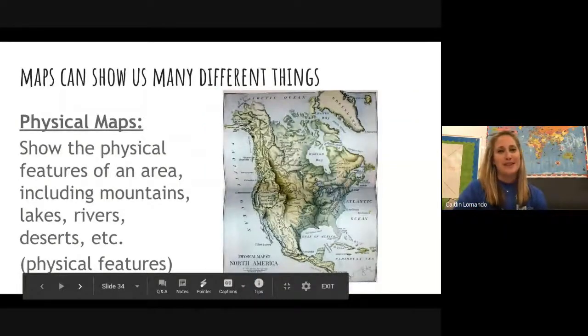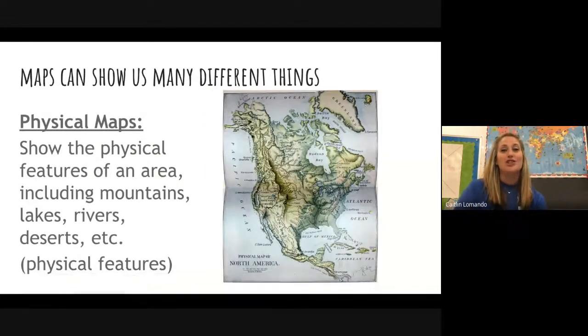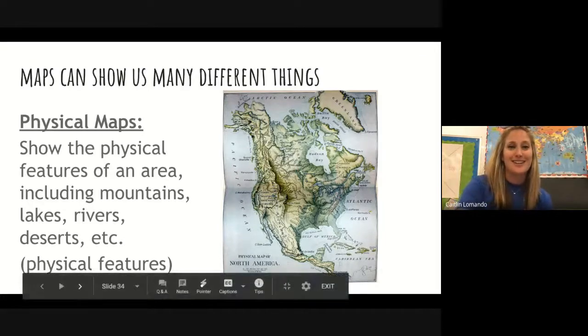Another type of map we might see is a physical map. They show the physical features of an area, including the mountains, lakes, rivers, deserts, etc. That's what etc. means, and so on. Here we're typically just seeing physical features. So we're not going to see boundaries that people have made. Instead, we're going to see all the natural things on the map.